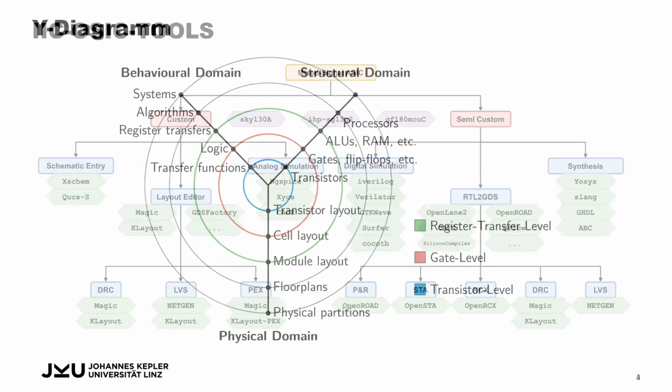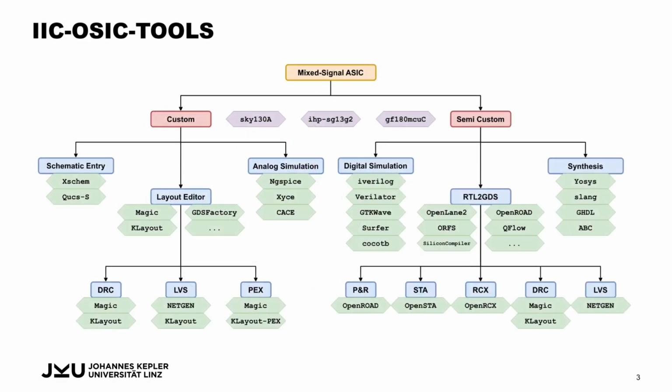And then we also have tools for design rule checks, layout versus schematic, and parasitic extraction. But in this tutorial, we focus on the semi-custom flow because this is the digital design flow. As pointed out before, for digital simulation, we have Icarus Verilog, Verilator, GTKWave, and Surfer. For synthesis, we have Yosys or Yosys Slang, GHDL, and ABC. And there are certain RTL to GDS flows, for example OpenROAD, OpenROAD-flow-scripts, Qflow, Silicon Compiler, OpenLane 2, and the wrapper for OpenLane 2 with some more advanced features, LibreLane.